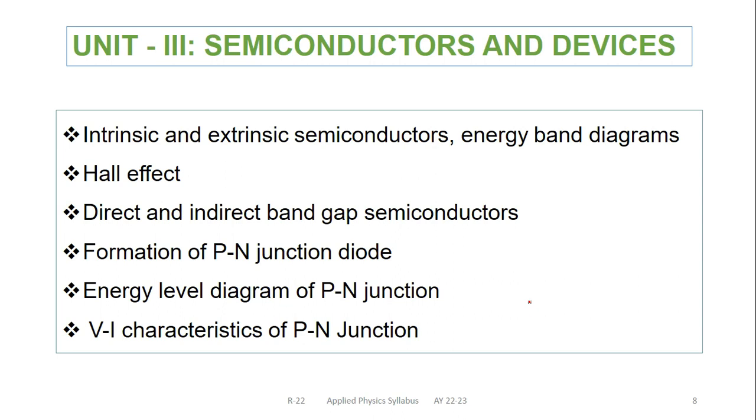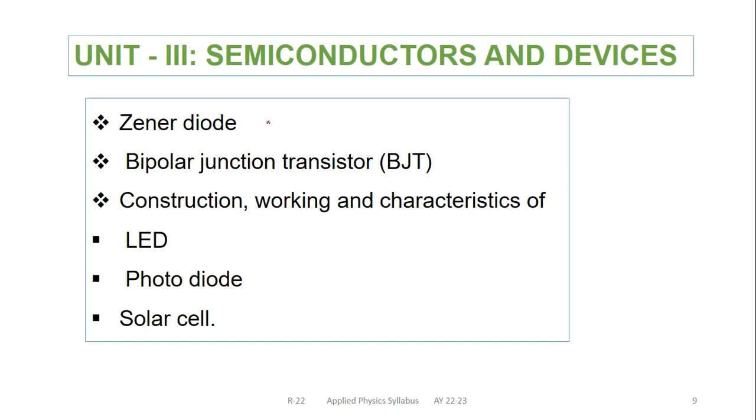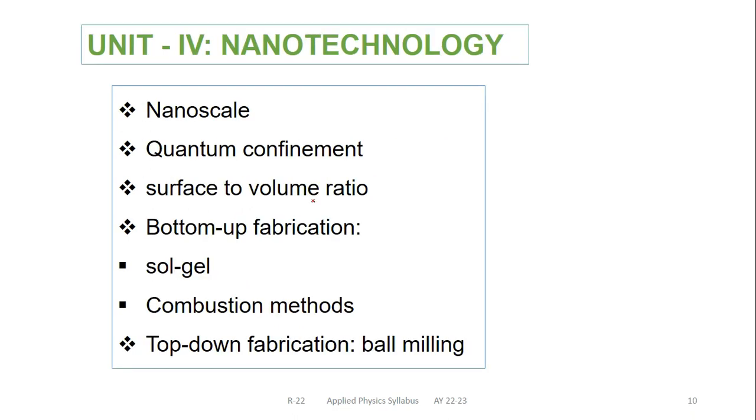As part of it we will see what a p-n junction diode is and its V-I characteristics. Then we will go for the Zener diode, the bipolar junction transistor, and the construction, working and characterization of light emitting diode, photodiode and solar cell. Which concludes unit 3.